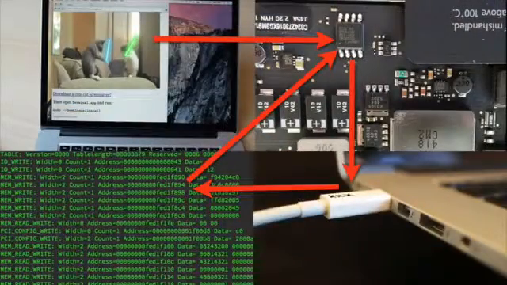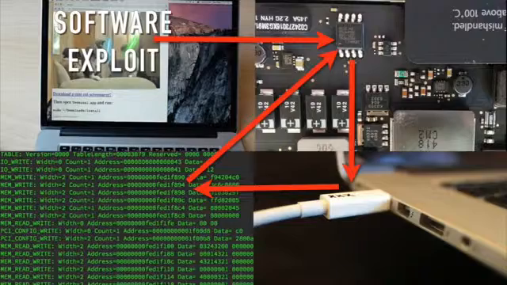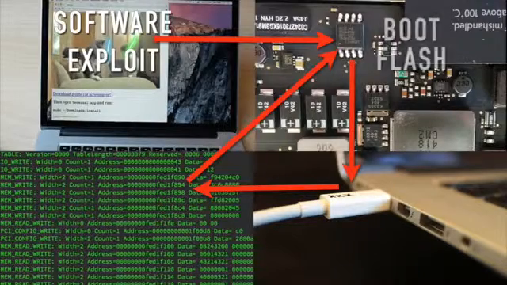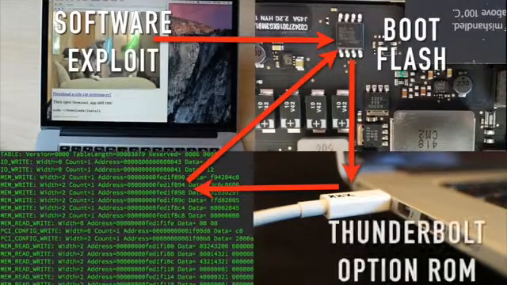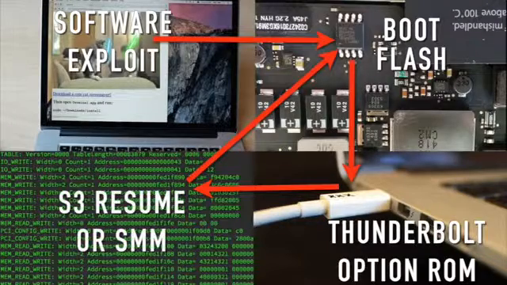Thunderstrike 2's proof of concept demonstrates the entire cycle of a software exploit that can write to the motherboard boot flash, which then can infect Thunderbolt option ROMs, which can hook the S3 resume script or SMM and repeat the installation into the motherboard boot flash chips on new machines.